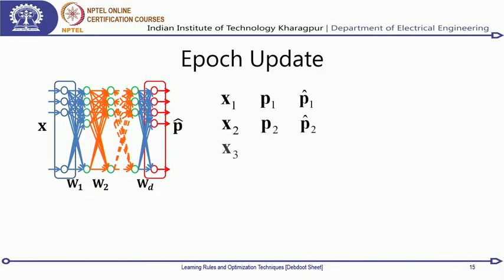Typically, say I have n samples in my training set, such that within any given epoch I am going to take these n samples as my input.